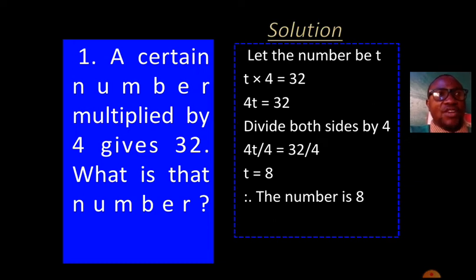So, how do we know whether we are correct? Just say 4 times 8. That will give us what? 32. That is 32. Is that clear, everybody? Now, let's proceed to another example.